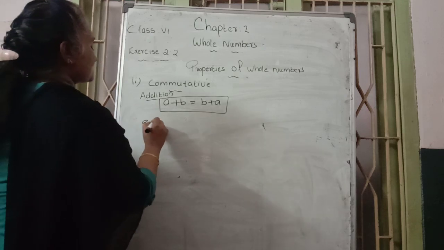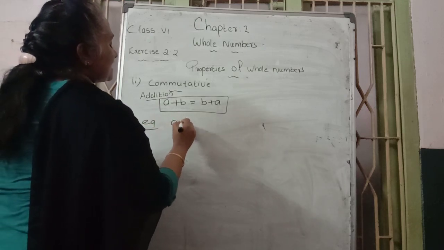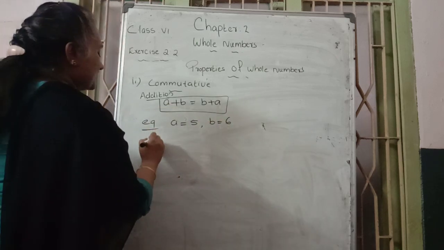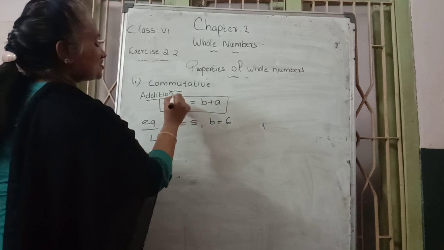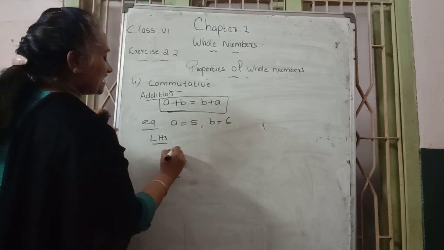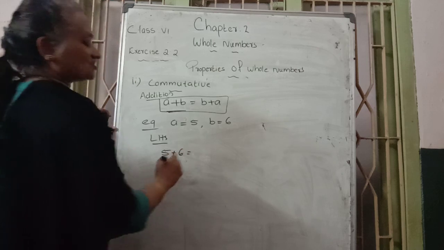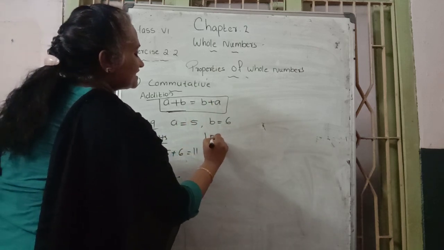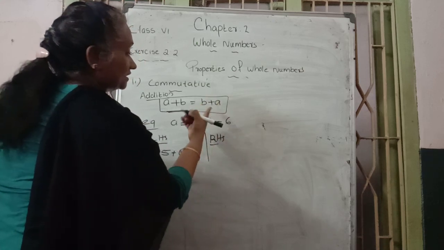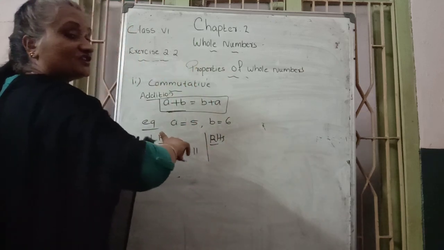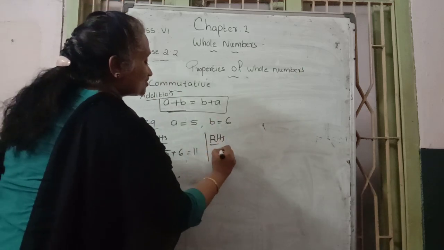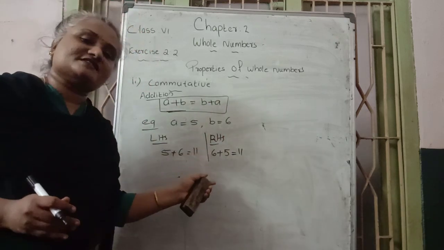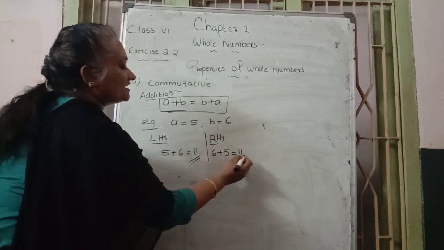For example, consider a as 5 and b as 6. On the LHS of our general form, the a value is 5 and the b value is 6. 5 plus 6 comes to 11. Similarly on the RHS, the order of a and b is changed: b is taken first and a second. b is 6 and a is 5. Even when the order changes, the answer is the same. Here also 11.